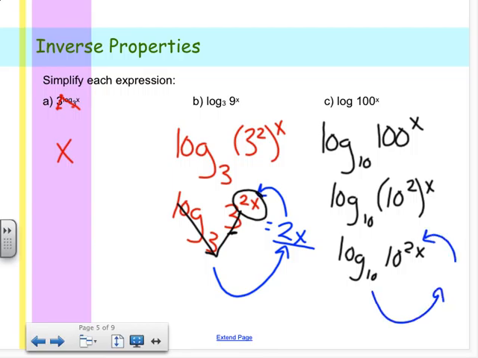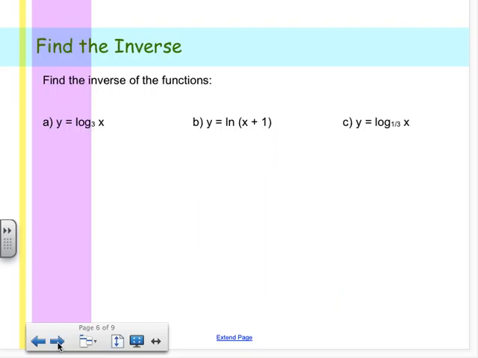Alright, so I would look at that, and I would say 10 to what power gives me 10 to the 2x would be 2x. Same idea as if I canceled those two bases out, it would just give me 2x there. That principle, actually going through and doing that, is going to be very important when we look at the next few slides when I'm finding inverses.